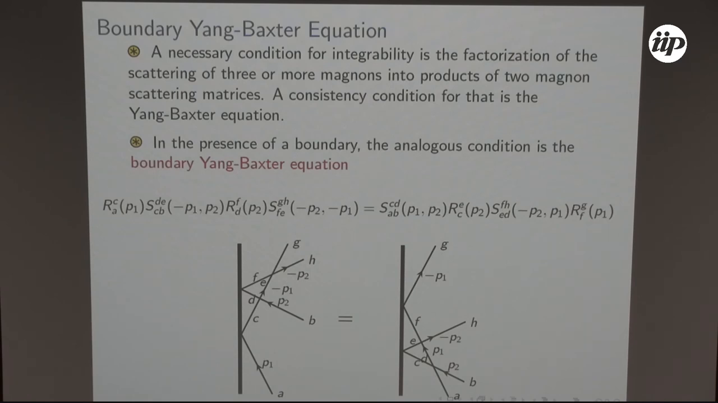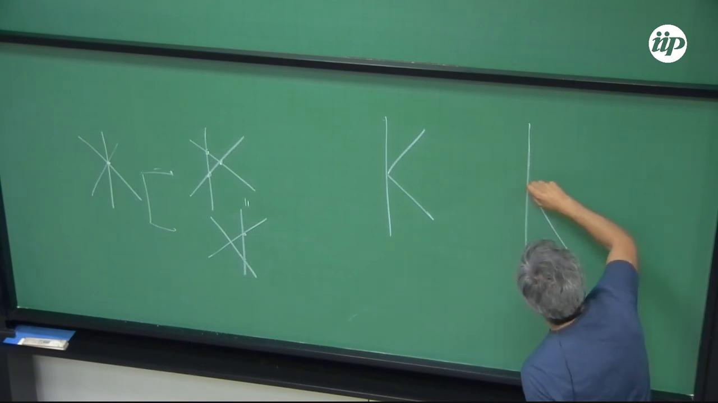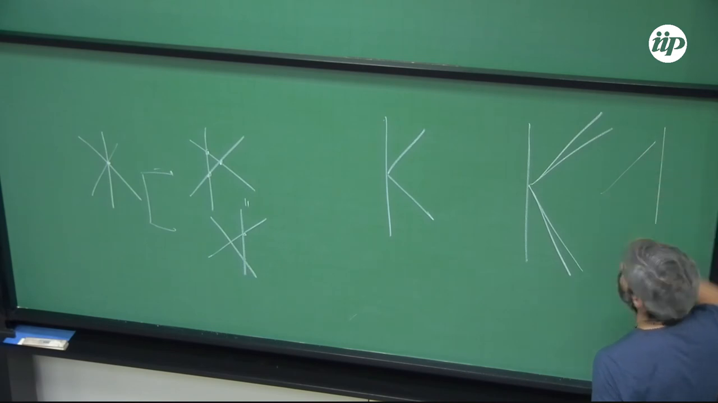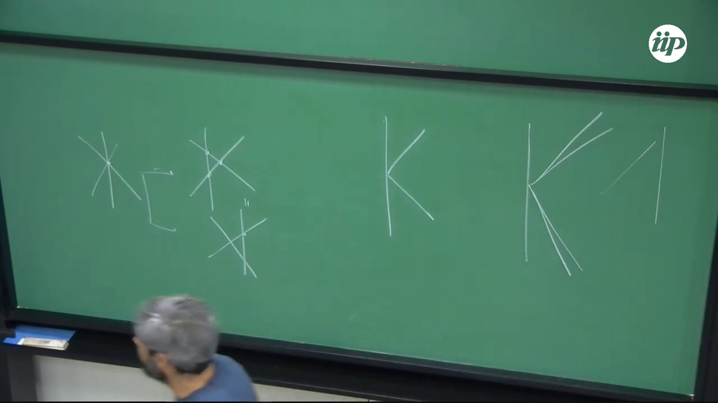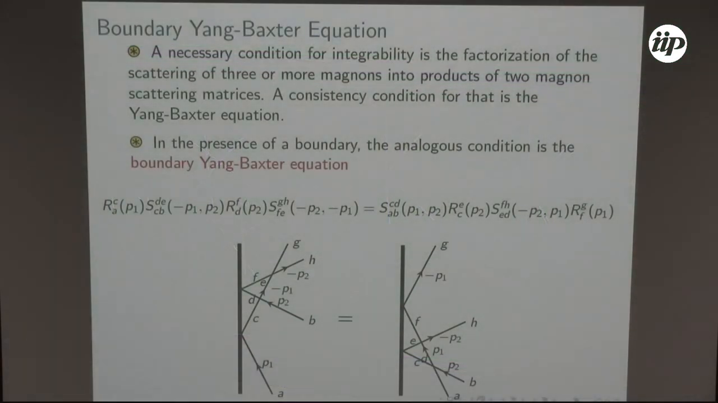So we just specify what is the reflection matrix of a single particle. But now you would like to know what is the reflection of two. Well, then you can factorize this in two ways. These are the two pictures there. You can factorize the reflection of the two magnon states into two magnon states in these two different ways. And these are different successions of reflections of individual magnons and bulk scatterings of these two particles.